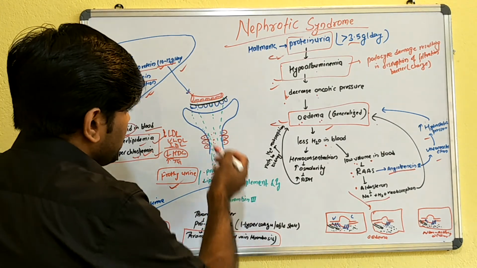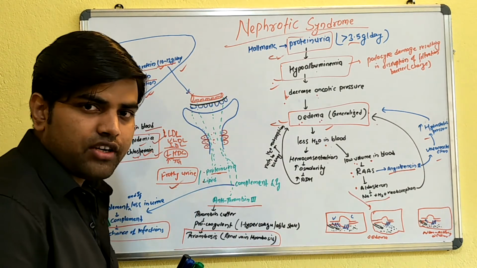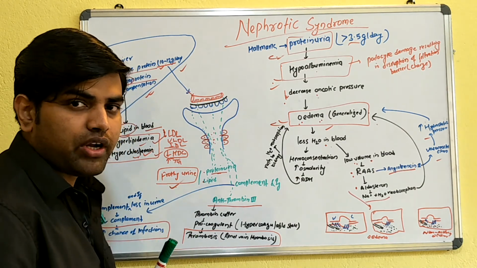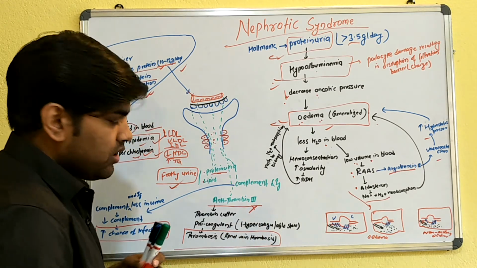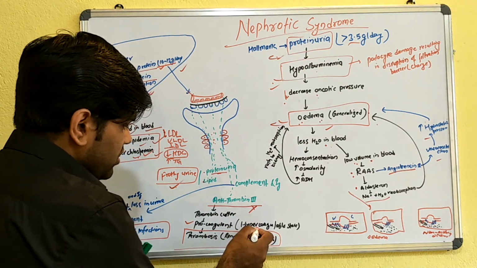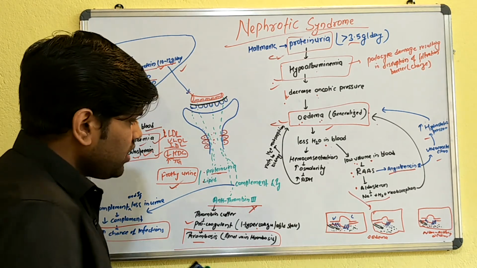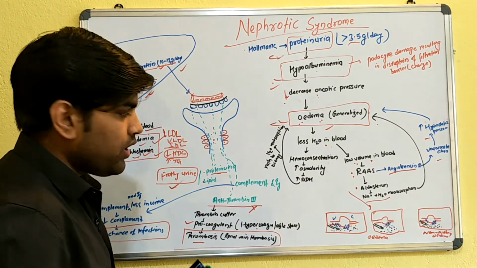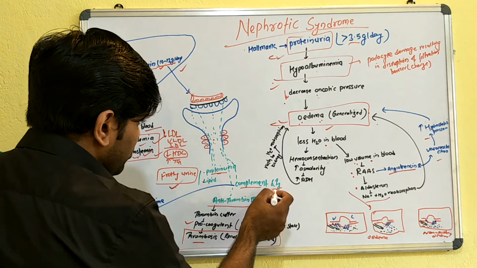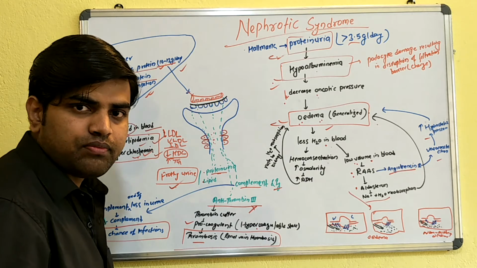Now, since there are lots of losses, there will even be loss of antithrombin 3. Antithrombin 3 is the thrombin cutter, since it prevents thrombosis in our body. If it decreases in the body, there will be a hypercoagulable state and a chance of thrombosis. Even renal venous thrombosis can occur. There will be a thromboembolism condition in nephrotic syndrome. Now there will also be loss of complement and immunoglobulin in the urine. Since complement and immunoglobulin are lost, there is a decrease in them, which will increase the chance of infection.